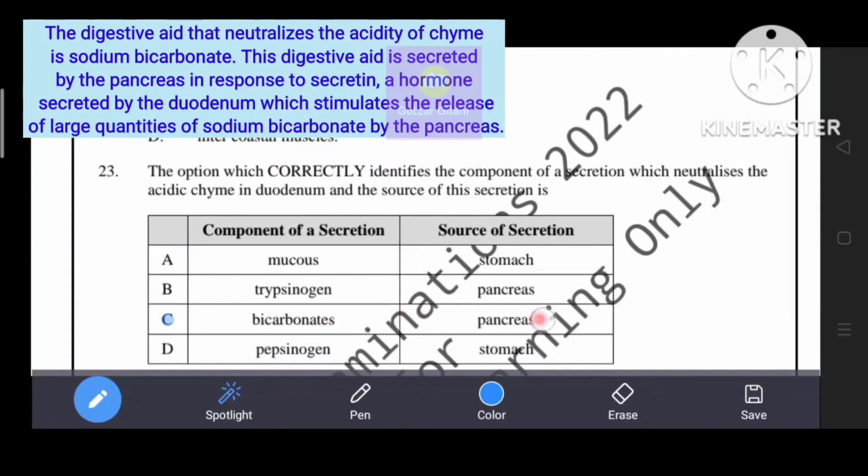That's why correct answer is option C. Component of secretion bicarbonates, source of secretion pancreas. Means option C is the correct answer.